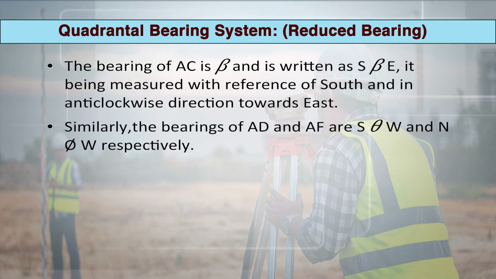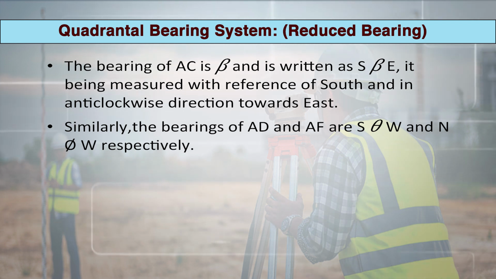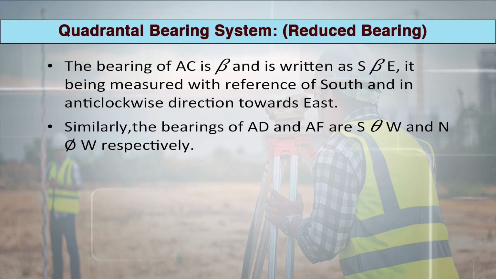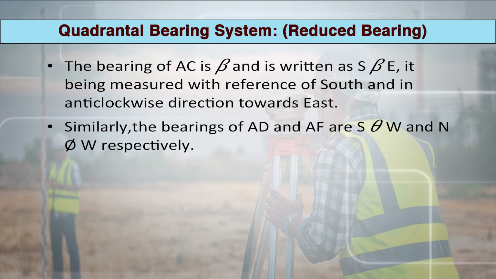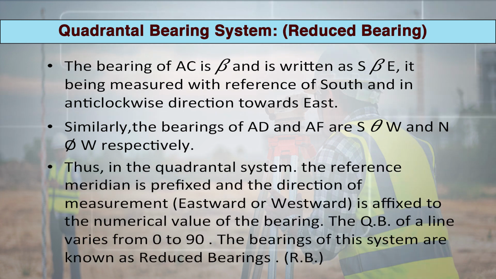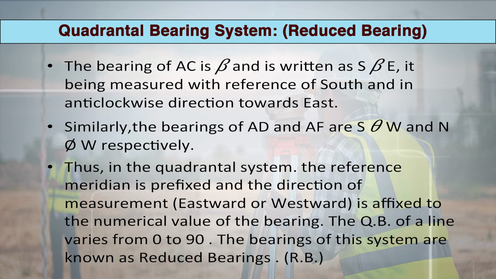Similarly, the bearings of AD and AF are south theta west and north phi west respectively, as the survey line AD and the survey line AF are nearer to the south and north respectively. Thus, in the quadrantial system, the reference meridian is prefixed and the direction of measurement, eastward or westward, is affixed to the numerical value of the bearing. The quadrantial bearing of a line varies from 0 degree to 90 degree. The bearings of this system are known as reduced bearings.